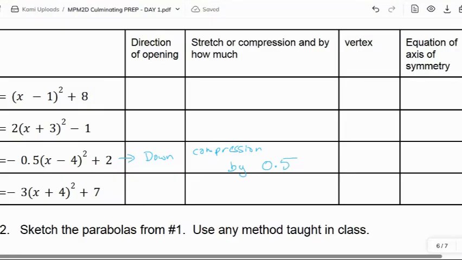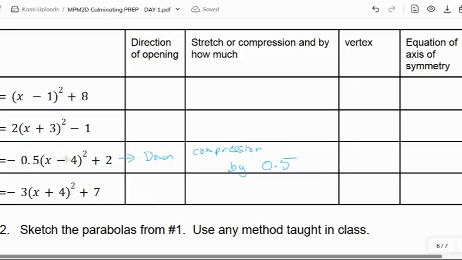Right, because the negative is not talking about the compression or reflection. I won't mark you wrong if you put it in there, but it's our true level 4 plus that understands that the negative talks about the reflection and the number value talks about the stretch or compression. Where is the vertex?